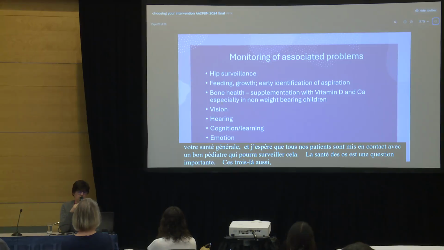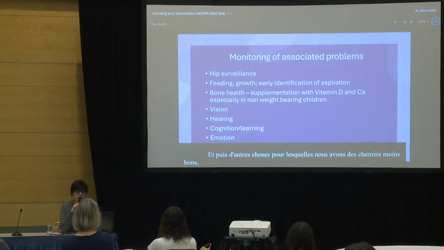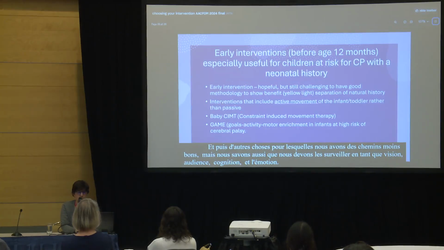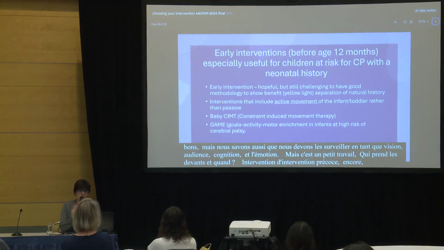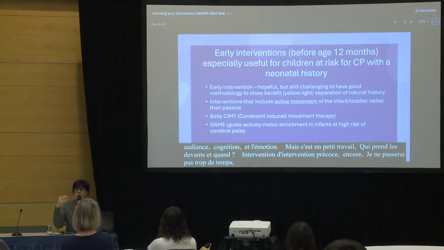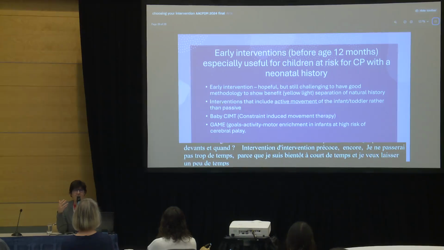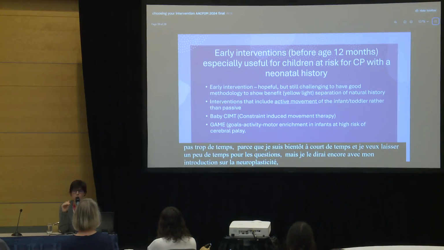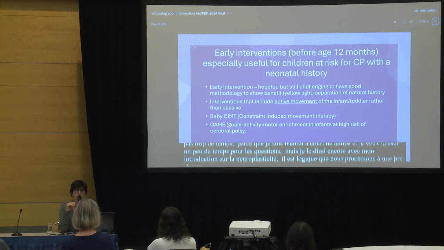And then other things that we have less good pathways for, but we also know that we should monitor, are vision, hearing, cognition, and emotion. But that is a little bit more vague, who takes the lead and when. Early intervention, again, I won't spend too much time because I'm running out soon and I want to leave some question time, but I will say again, with my introduction about neuroplasticity, it makes sense that we are front-loading, that we're trying to do things a little bit earlier.